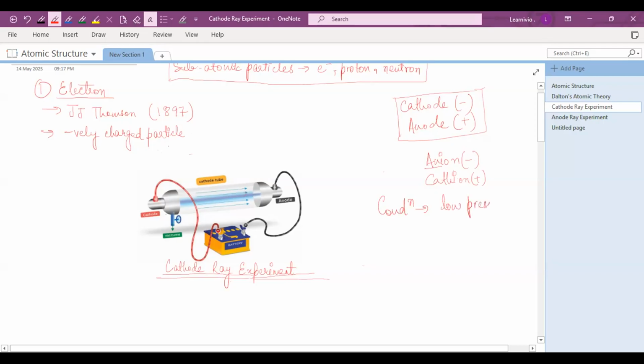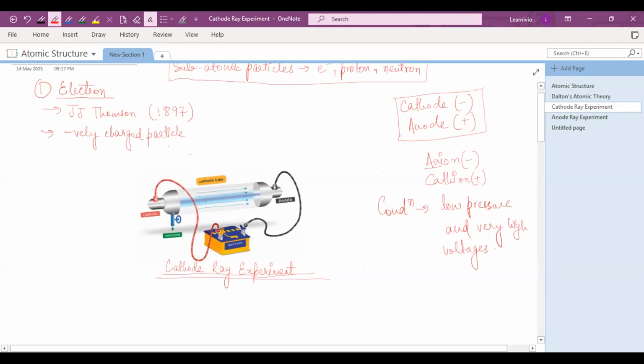He used low pressure and very high voltage. At these two conditions, low pressure and very high voltage, electrical discharge through the gases could be observed only. He just used these conditions to see the electrical discharge through the gases.